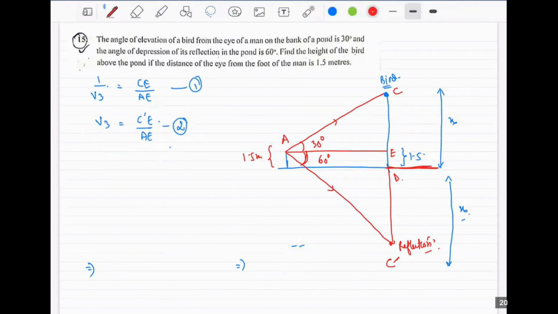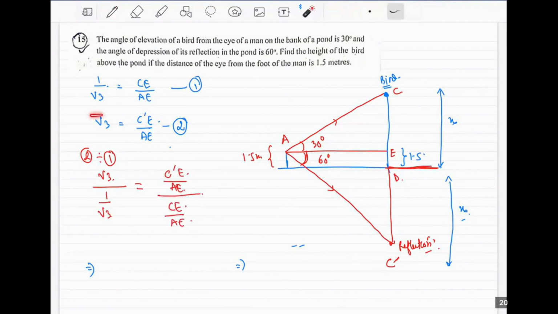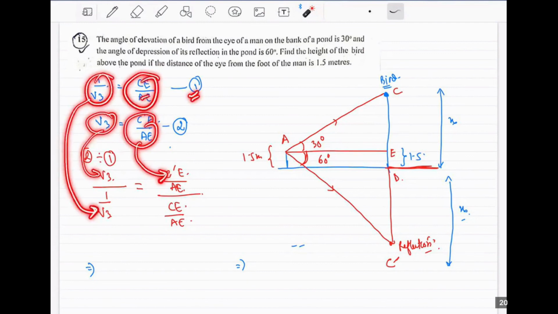Now let's divide equation 1 and equation 2. Better to divide 2 by 1. Let's say you divide equation 2 by equation 1. So you have to put all of the left hand side on the left hand side first: root 3 divided by 1 by root 3, C prime E by A divided by CE by. You have to put the 2 first, right? So 2 is here and you have to put equation 1 down below. Left hand side down below, right hand side down below.